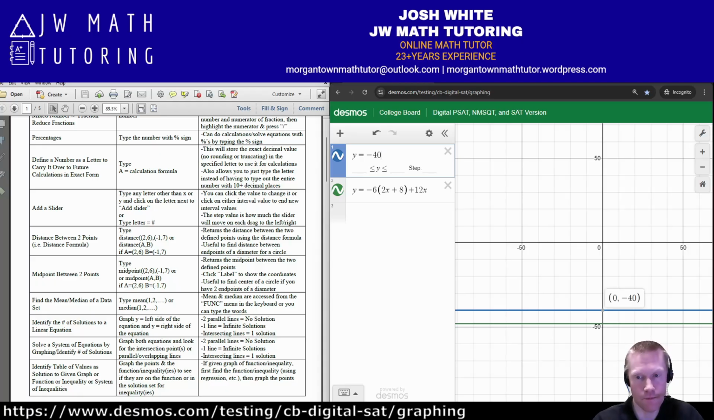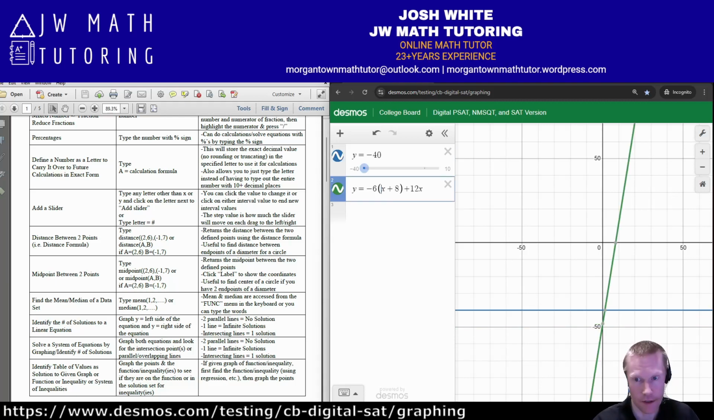But here we have two parallel lines. This means there is no solution. So if this is the graph you saw, it would be no solution. Now, if you had two intersecting lines, so let me just change this. Okay, so right here now we have two lines that intersect at one point. Therefore, there is exactly one solution. It's this point right here that I've clicked on.